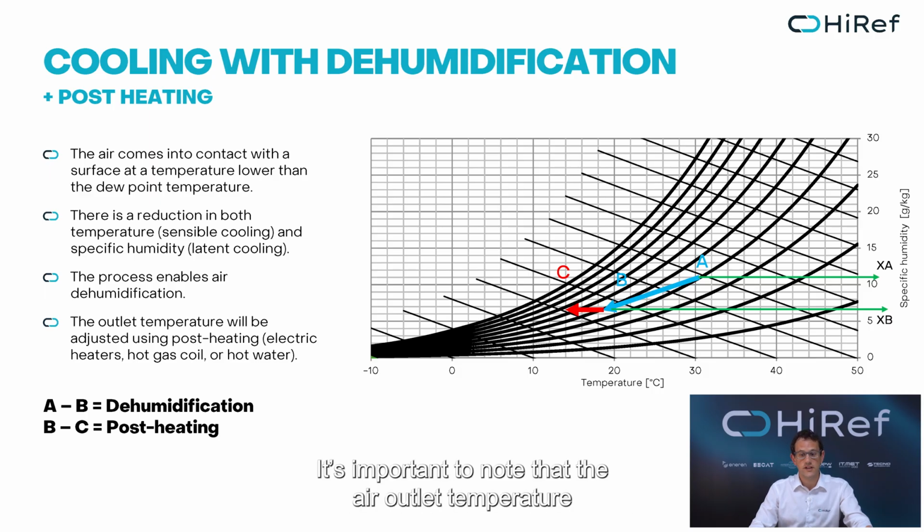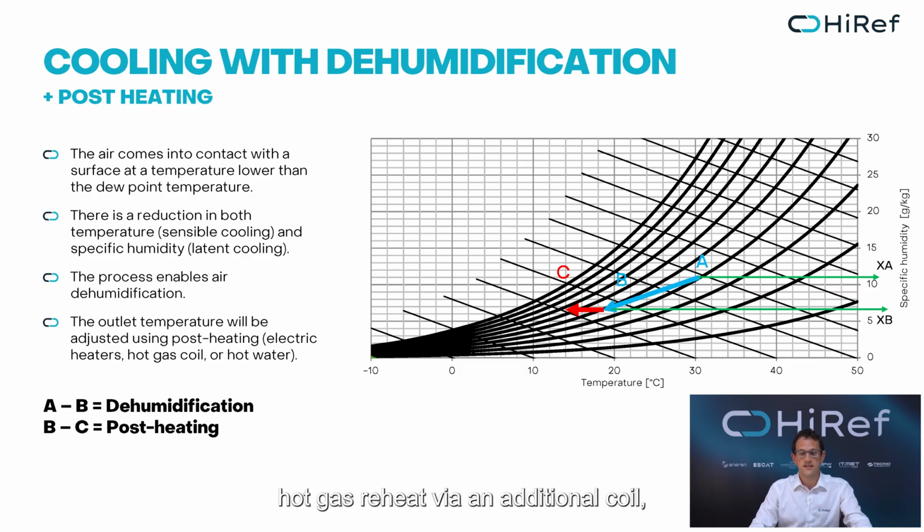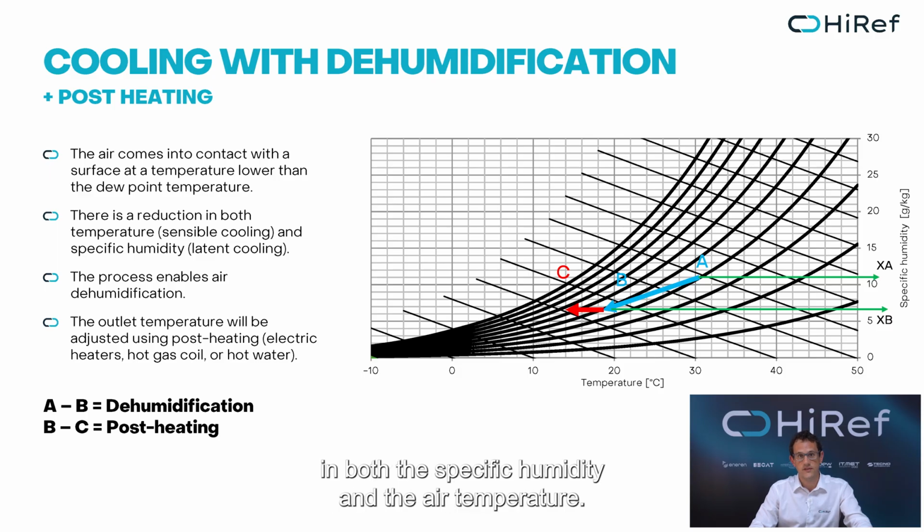It's important to note that the air outlet temperature will be adjusted through a reheating stage, which can be achieved using electrical resistances, hot gas reheat via an additional coil, or another supplementary hot water coil. The main effect of this transformation is a reduction in both the specific humidity and the air temperature.